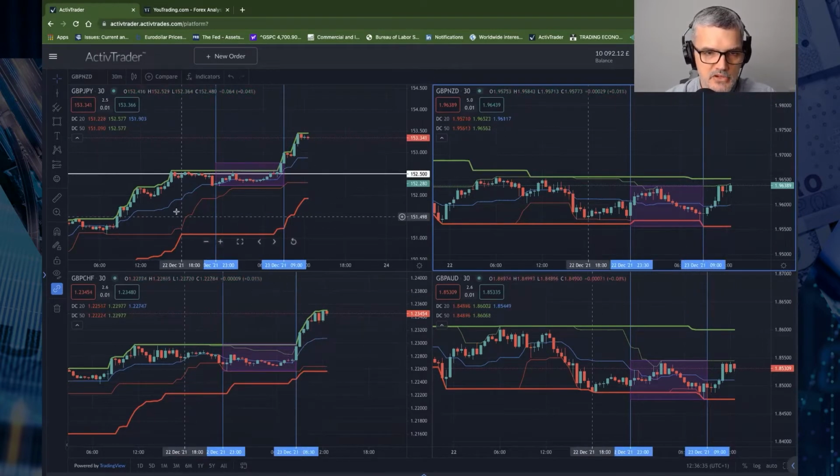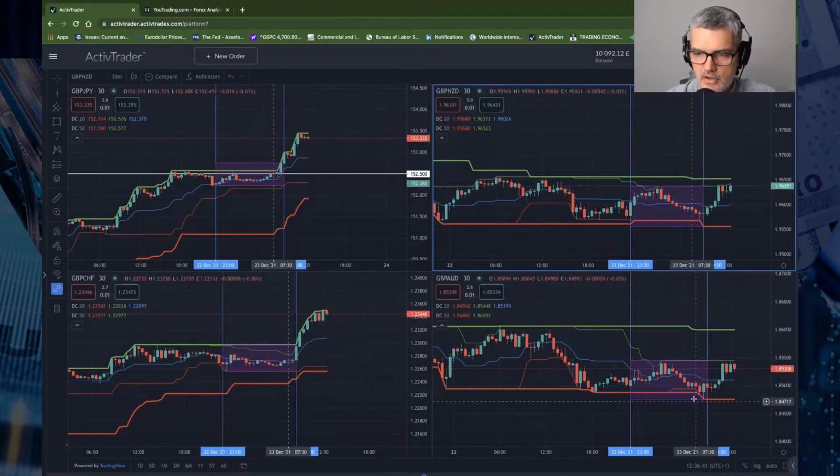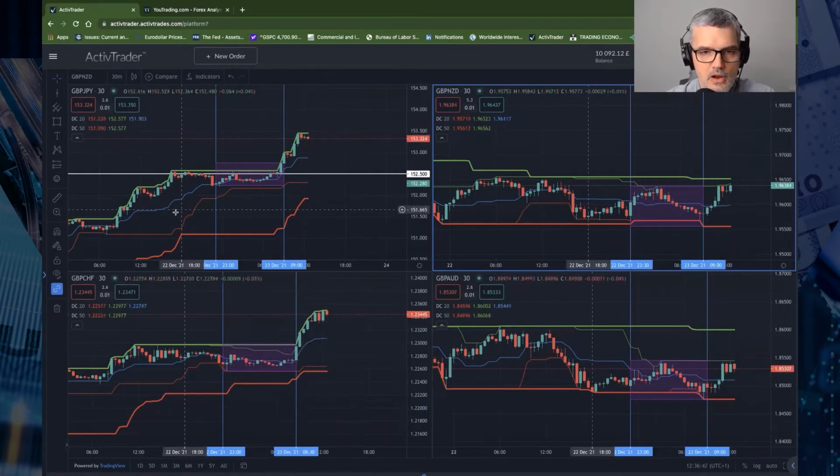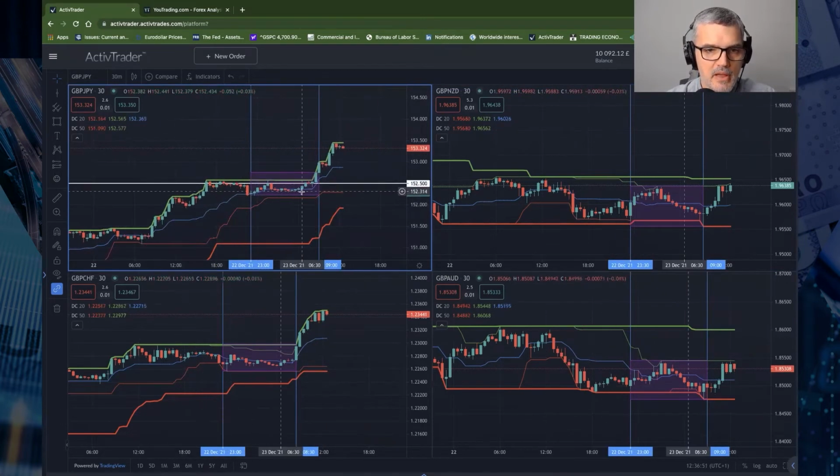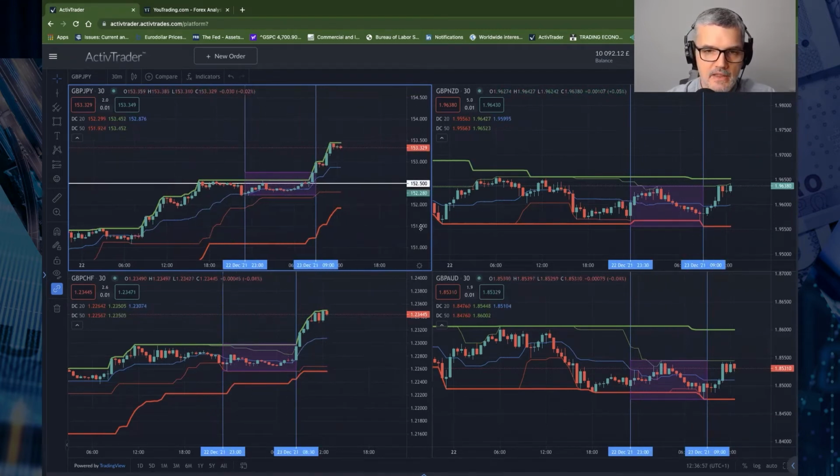Now, when the 20 pushes up against the 50, we get the greens all meet, and that is bullish. And when we've got the reds pushing up against the reds, that's more bearish. So, like we said, we were looking for a long on the pound versus the yen today. There was a build-up of pressure around the 152.50, which we mentioned yesterday in another video.